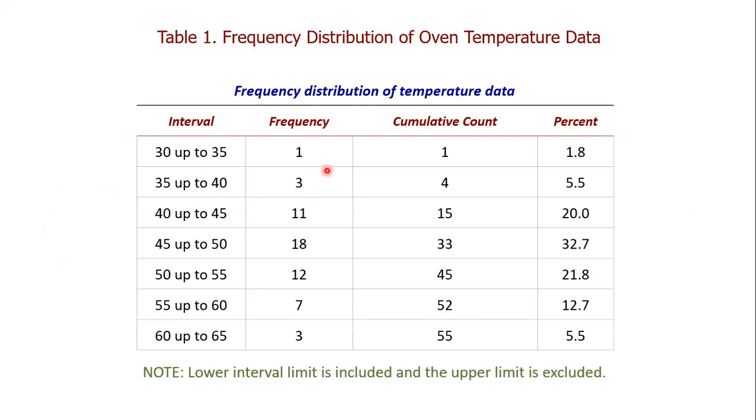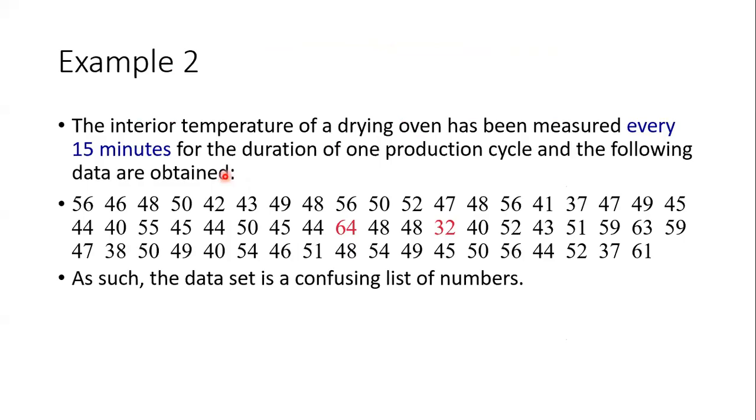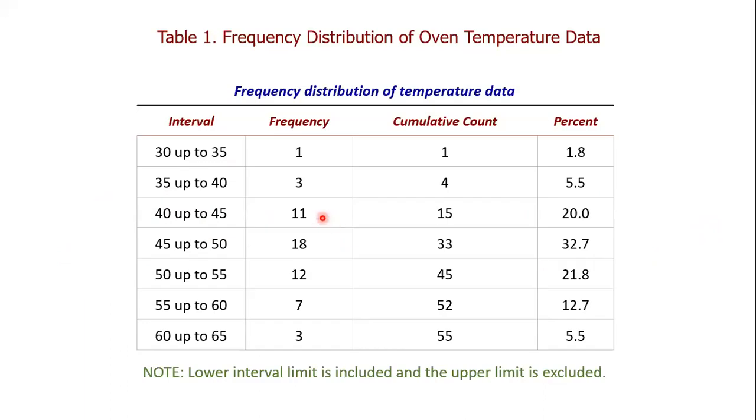So what we do is, first we make a frequency distribution of the temperature data. How? We just find the number of temperatures between 30 and 35. Look here: 30, 35. Here I have 32, right? And no more. Only 32.